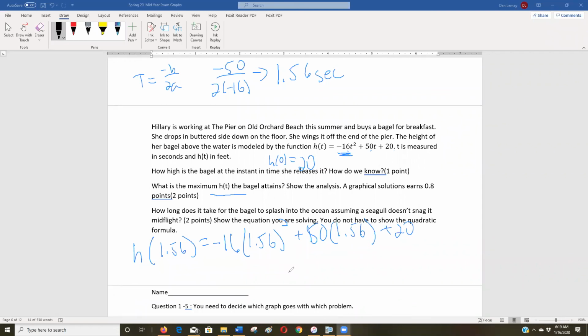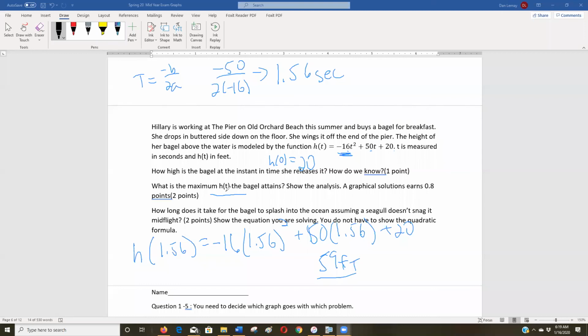And I got, let's see, I got 59 point, I guess, 59.1. I don't know. Am I doing this right? Just a minute here. Oh, yeah, I'm looking at the next question. So 59 point, so it's about 59 feet up.